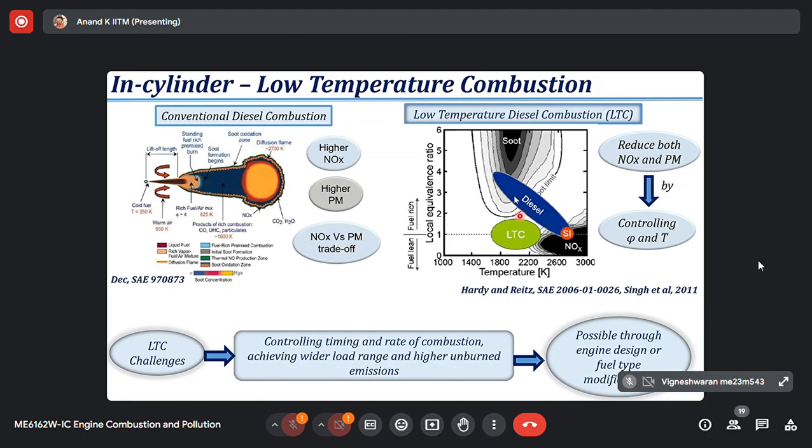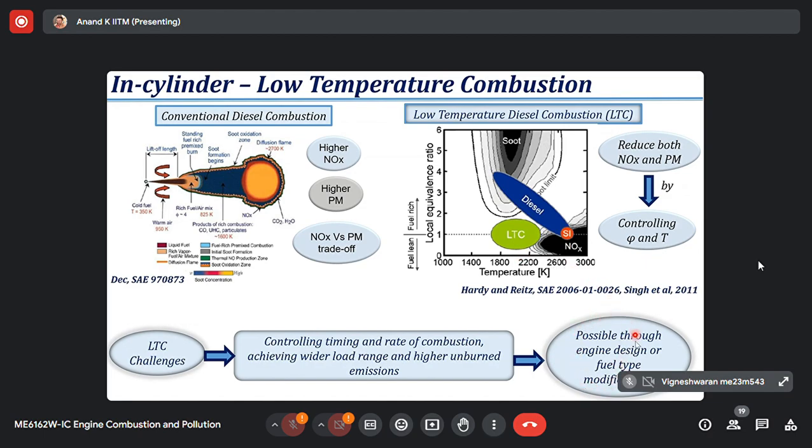This is what we are doing in this low temperature mode. Low temperature is a relative word. Compared to conventional combustion, the operating temperature is lower. So this combustion mode is referred to as low temperature diesel combustion mode. With this you can eliminate NOx and soot, but the problem here is that controlling timing and rate of combustion is difficult. You have a narrow engine operating regime. Widening the operating regime is a major problem here.